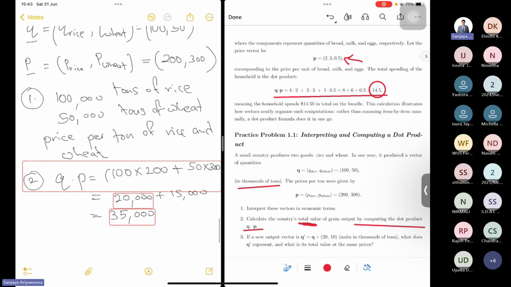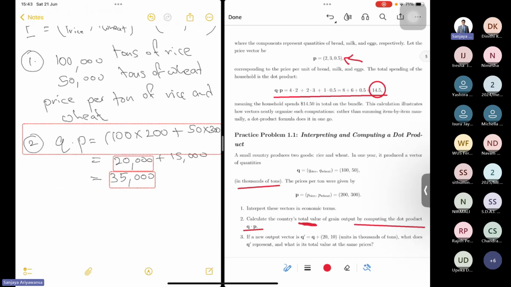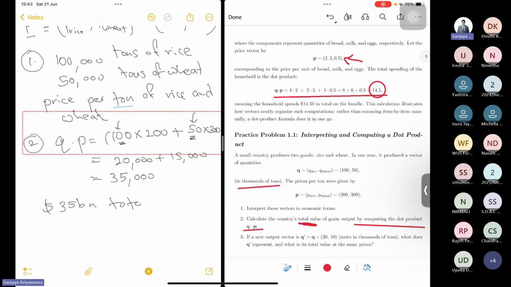If you look at the units properly, the quantity is in thousands of tons. So what we have here is not actually 100, it's 100,000. And what we have here is actually not 50, it's 50,000. So the final value we get here is 35 billion in total value. So this is the value that the country gains from production.